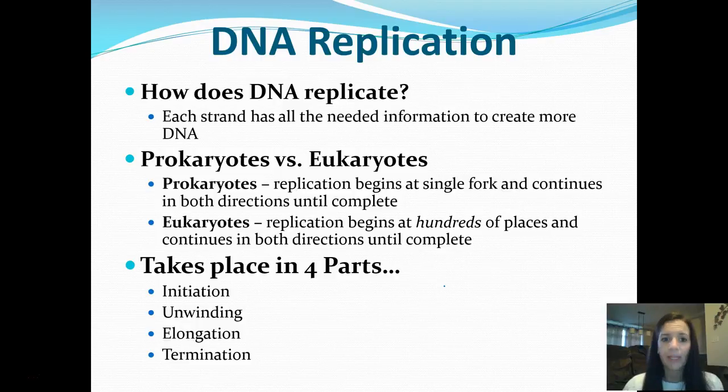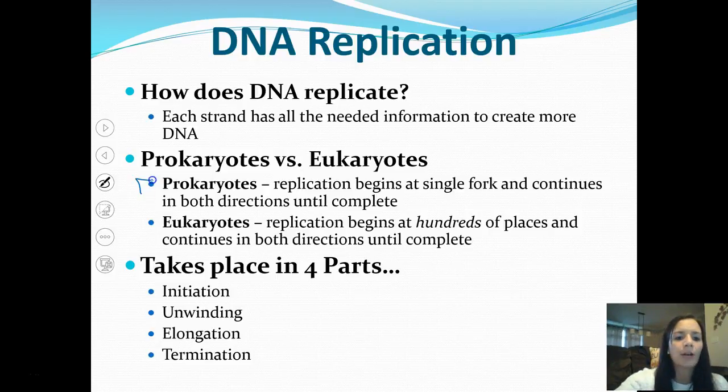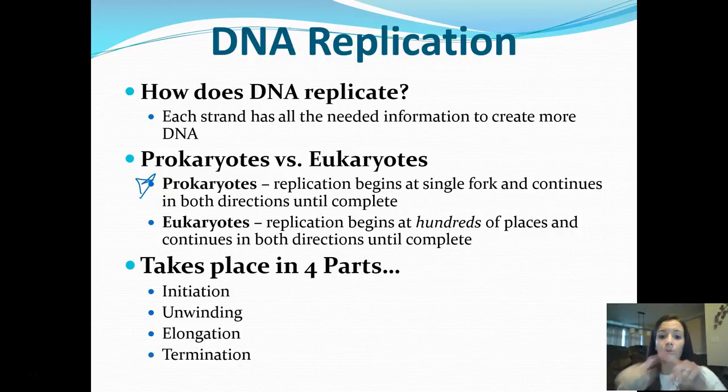So how does it replicate? So each strand has all of the information it needs to make more DNA, but it's different depending on the organism. So in prokaryotes, the replication is at a single fork and it continues in both directions until complete. It's usually like an oval shape. Eukaryotes, on the other hand, we have a big cluster of DNA in our bodies and our cells. So the replication begins at hundreds of places and it goes in both directions until everything is replicated.